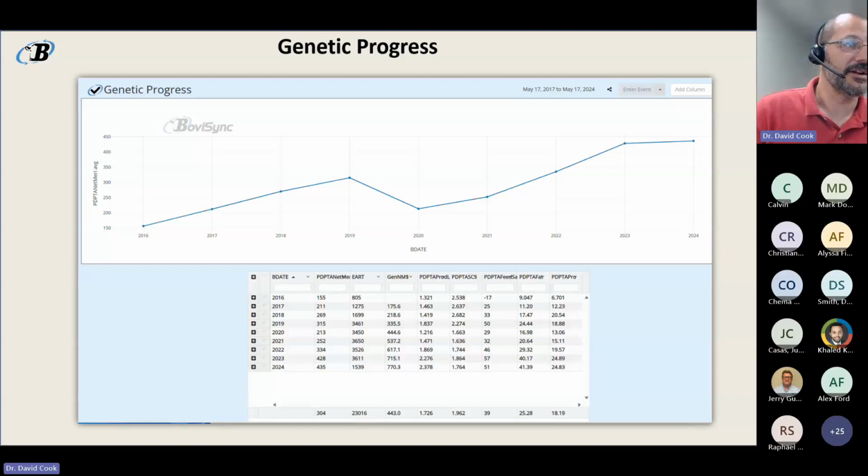And then here I've got a line chart just showing what the genetic gain is for net merit. So they've been pretty good up to 2019, a few changes, and came back down, and it's been progressing up since then again.